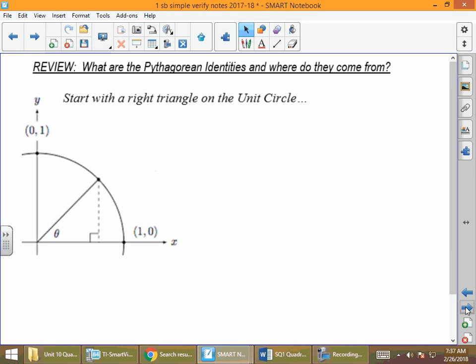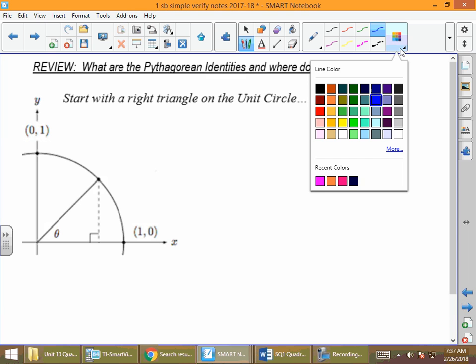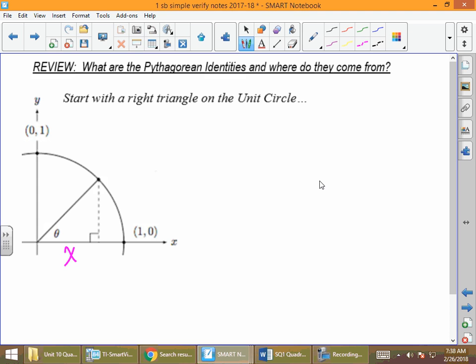Speaking of Pythagorean identities, what we did in our last unit is we started with the right triangle and the unit circle. To find this point that's given on the circle, we started at the origin and went over a distance of x, and then went up a distance of y to get this point here of (x, y). We're starting with this right triangle on the unit circle, and the unit circle has a radius of 1.